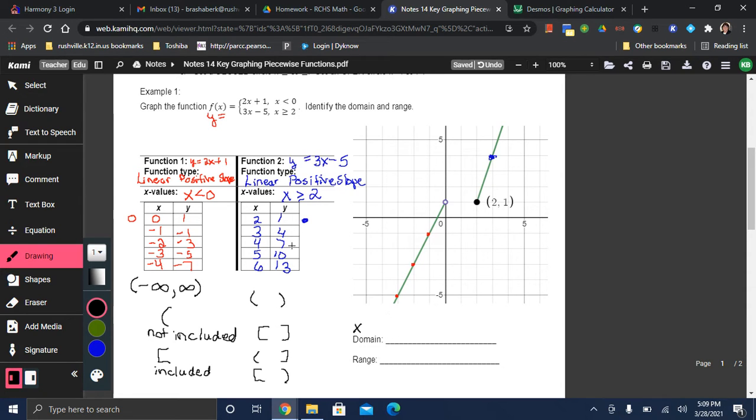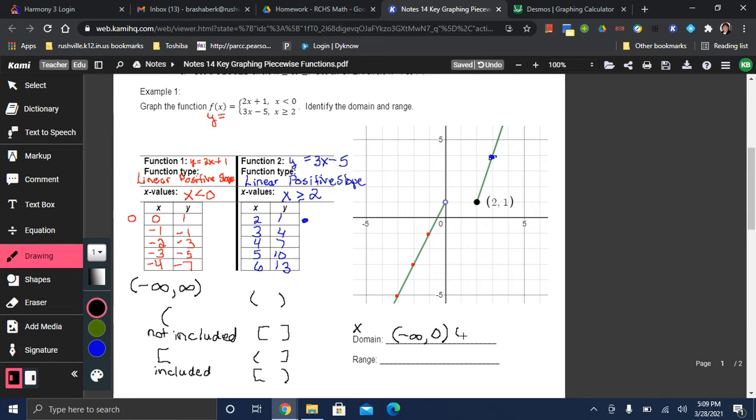So for the domain, you can take a look at these definitions. So this says the x is less than 0. So these numbers are less than 0 forever. So that means that on the smaller numbers than 0, that could go on till negative infinity, but it's going to stop at 0, just like it does here. It stops when the x is a 0. But that open circle and this less than sign, the 0 is not included. So we'll use a parentheses.